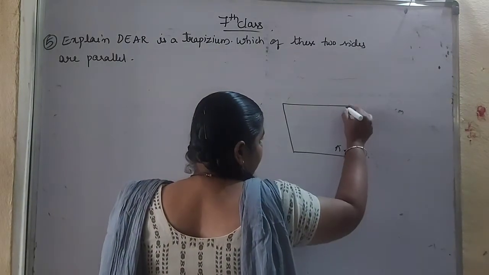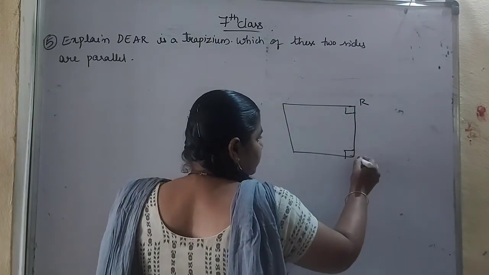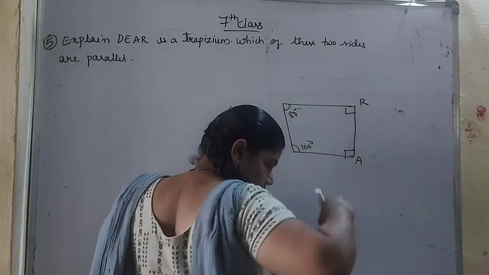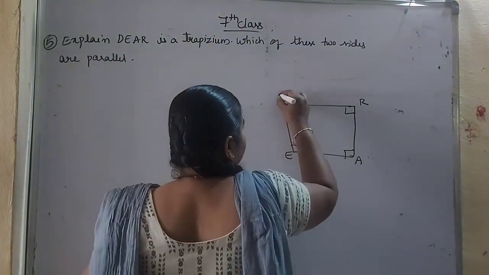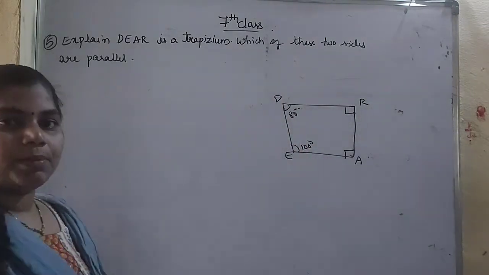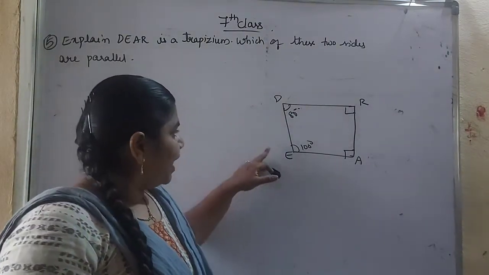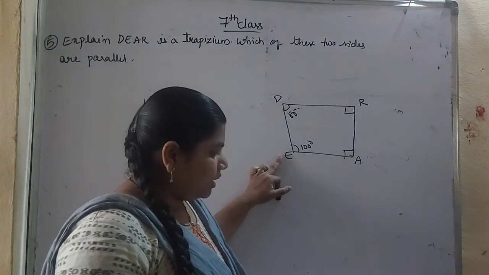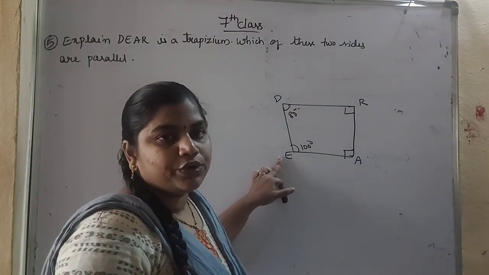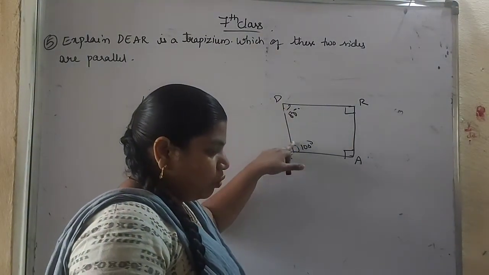This is A, this is R, here it is 100 degrees and this is 80 degrees. Okay, DEAR. So we have to show which two sides are parallel to each other here. In quadrilateral DEAR, angle D they have given as 80 and angle E they have given as 100. And we know that the sum of two adjacent angles in a quadrilateral will be equal to 180. So if you add these two, that should be equal to 180 degrees.